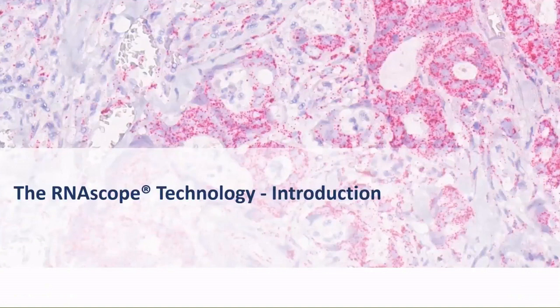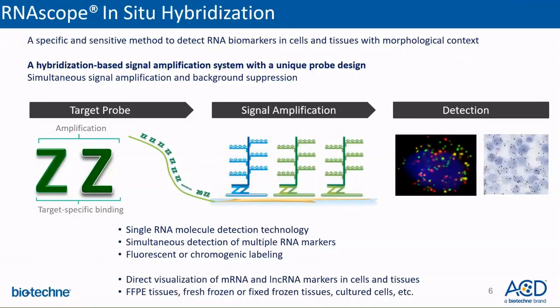So let's begin by asking the burning question: what is RNAscope? RNAscope assay is an in situ hybridization technique that utilizes a unique double Z target probe design, followed by signal amplification system that allows you to visualize a single mRNA transcript as a punctate dot. RNAscope allows for both chromogenic and fluorescent labeling and is compatible with a wide variety of samples, including FFPE, fixed frozen, and fresh frozen tissues.